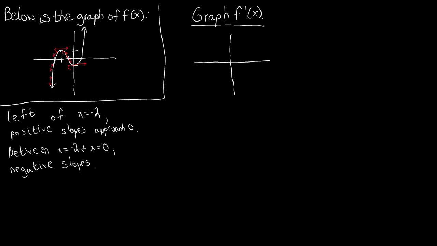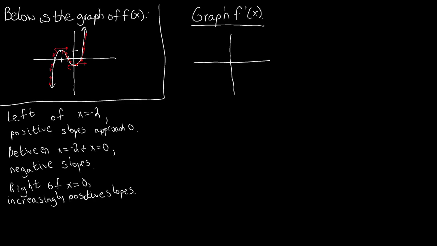Then as we move farther to the right from x equals 0, we start with a relatively flat slope in the positive direction, but as we move farther and farther right, we obtain steeper and steeper slopes that become more and more positive. So to the right of x equals 0, we get increasingly positive slopes. That's what we have going on there.